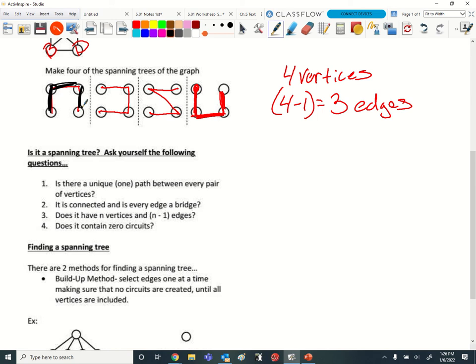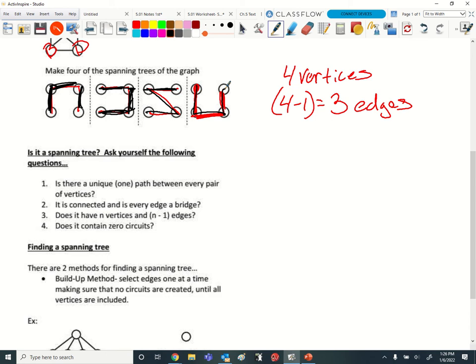Yeah. Okay, so if this is correct, everyone that works should only have three roads. There we go. Each one has three roads. And that's what I'm working towards. So three edges or three roads. And that's what that means.